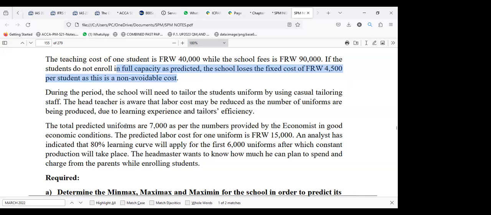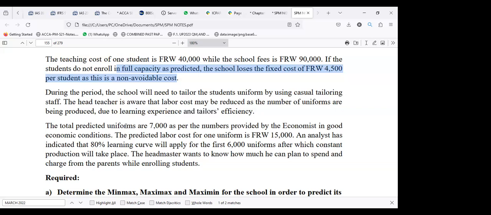And then the total predicted uniforms are 7,000, as you've seen there. So the idea is that that is the number provided by economists in good economic conditions.